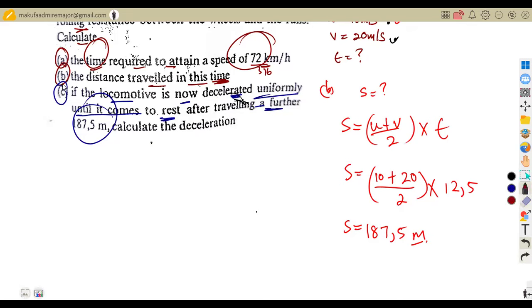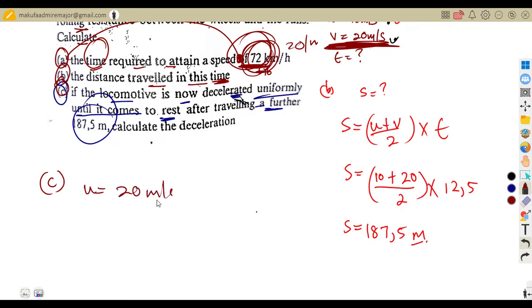So what they are trying to say here in C is that the final velocity, remember, was 72 kilometers per hour, which we converted to meters per second, and it was 20 meters per second. This was your final velocity. But they are saying you are not going to end there. It is going to start at this velocity, which is now our initial velocity, until it comes to rest, meaning our final velocity will be 0 meters per second. In this displacement of 187.5 meters, what is going to be the deceleration?